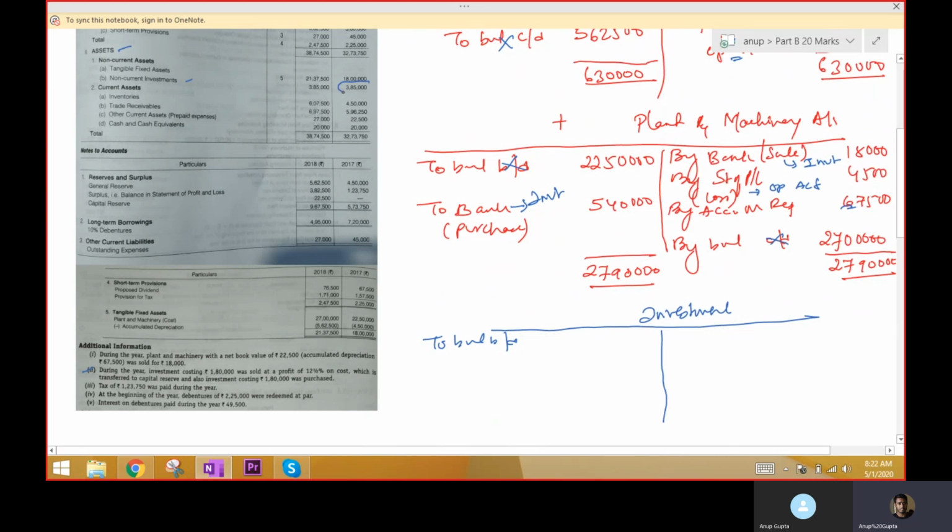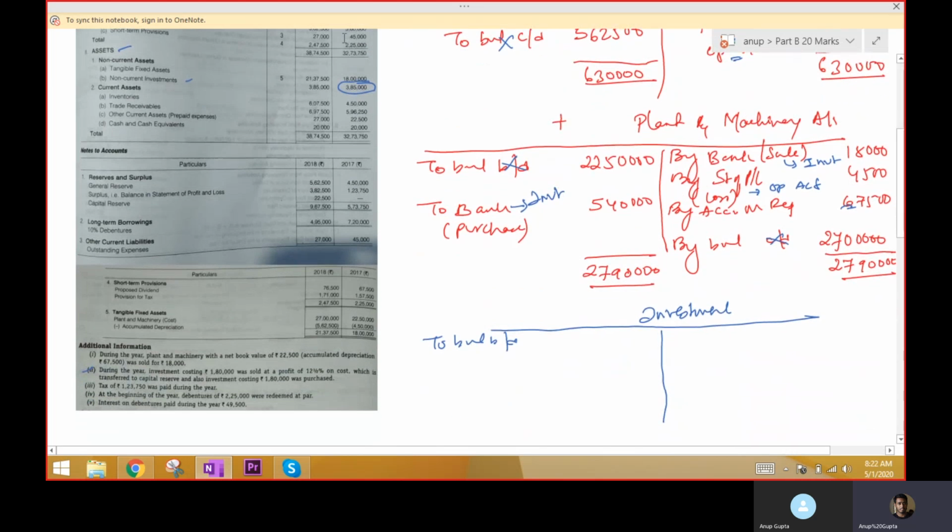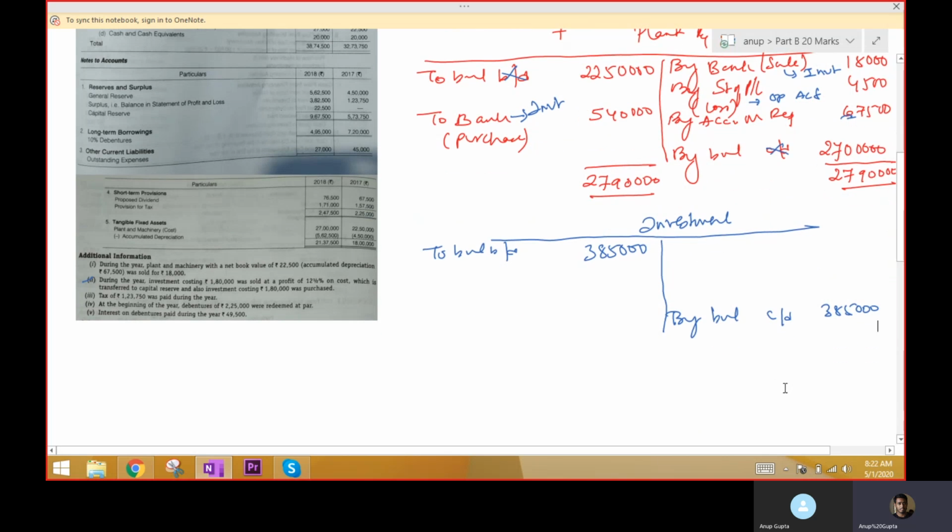How much is the opening balance? 3,85,000. Yes, 3,85,000 is the opening balance. How much is the closing balance? The same amount, 3,85,000. So very good. Right. By balance c/d, 3,85,000. Now let us read the adjustment first. The adjustment says during the year investment costing 1,80,000 was sold at a profit of 12% on cost.